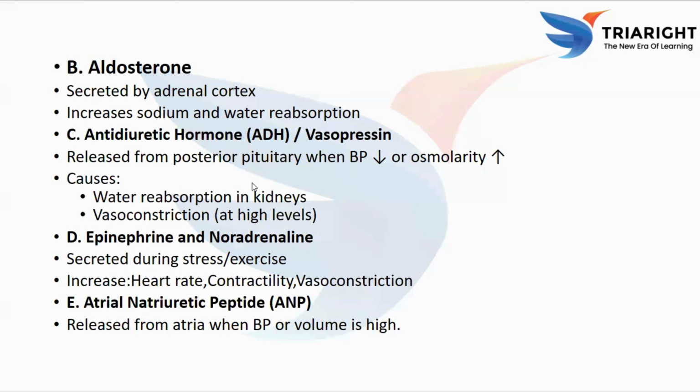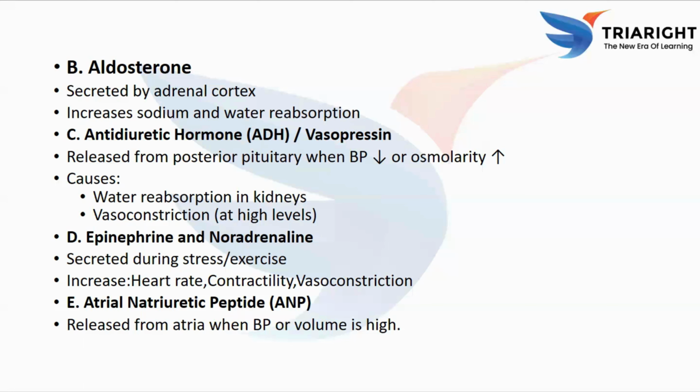And next, antidiuretic hormone, ADH or vasopressin. This hormone is secreted by the posterior pituitary gland. It is secreted when BP drops or when the blood osmolarity increases, that is nothing but too much concentration of the blood due to less water. Whenever this happens, this hormone is secreted.